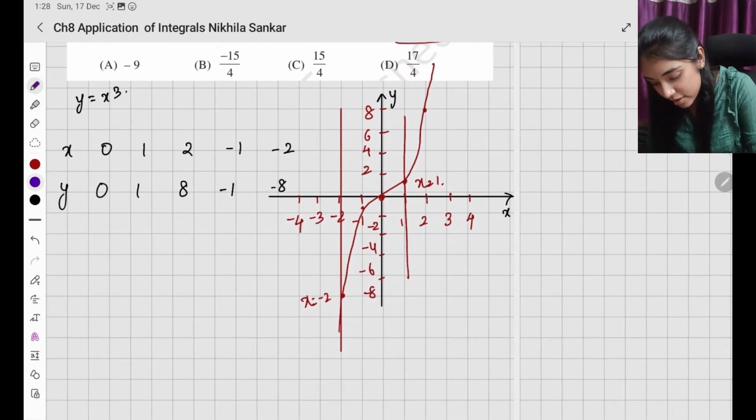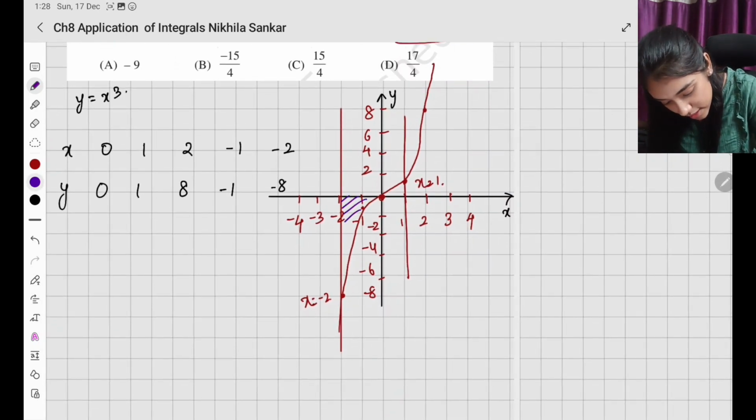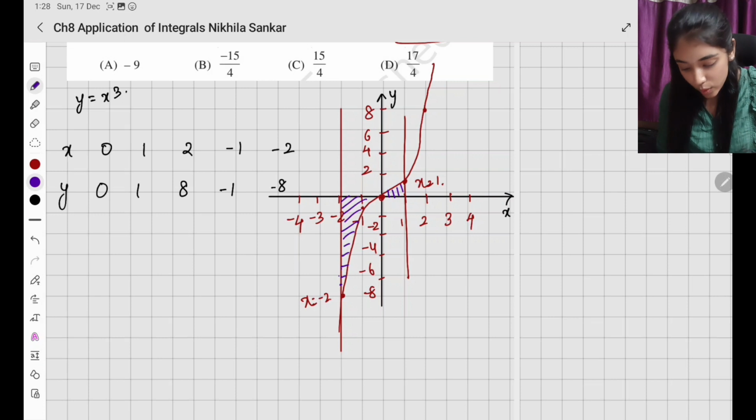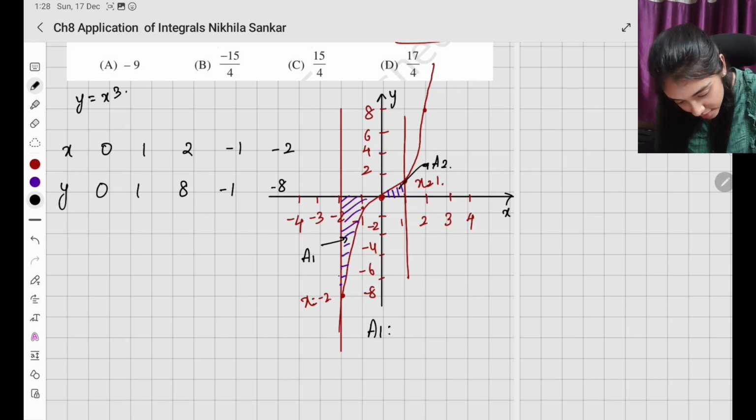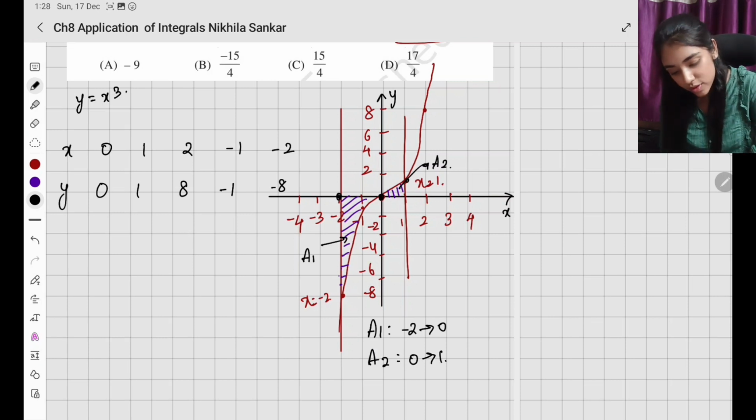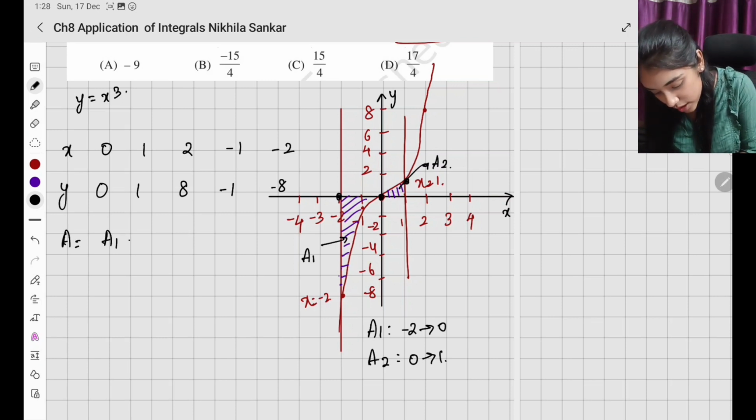So what is my shaded region going to be? It is going to be this particular shaded region and this particular shaded region. So there are two areas, A1 plus A2. This is going to be A1 and this is going to be A2. A1 travels from where to where? It travels from this point, so minus 2 to 0. And A2 travels from 0 to 1. So this particular point is going to be 1. So now how is my integral going to look? A1 plus A2 inside the absolute value.